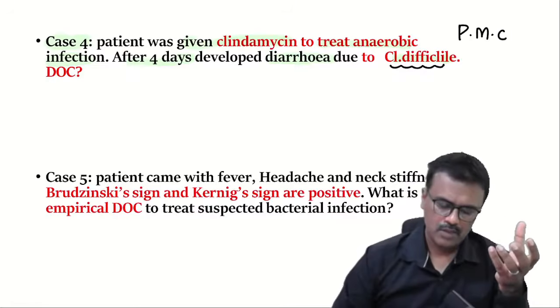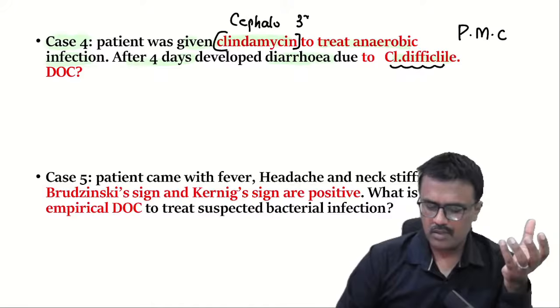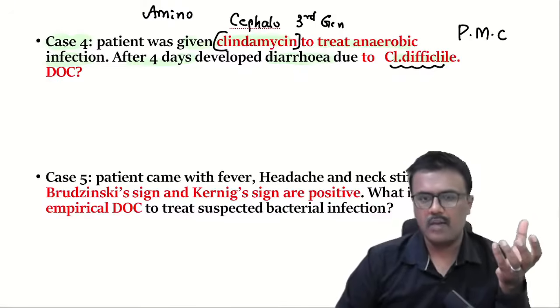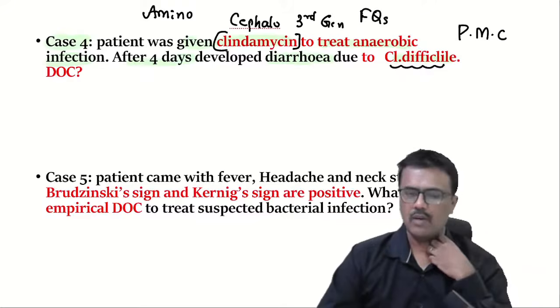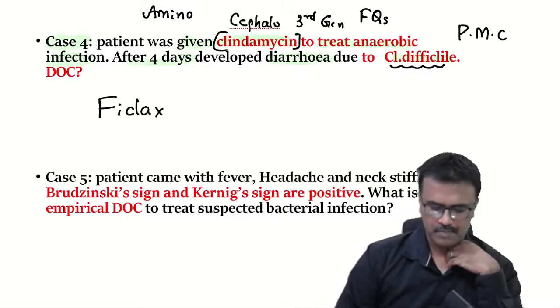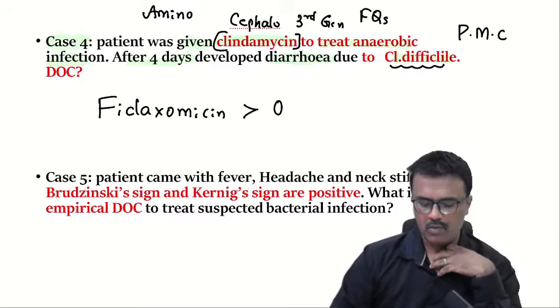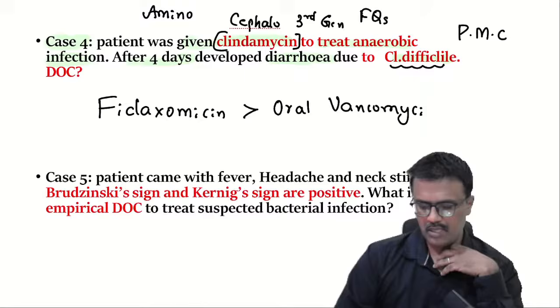So which are the common drugs which are going to cause this? Number 1, clindamycin. Then we have cephalosporins, very commonly, particularly the 3rd generation. Then the aminopenicillins like ampicillin and amoxicillin, then fluoroquinolones. These are known to produce pseudomembranous colitis commonly. What is the drug of choice? The drug of choice is fidaxomicin. If fidaxomicin is not there, you can give oral vancomycin. So this is the drug of choice.